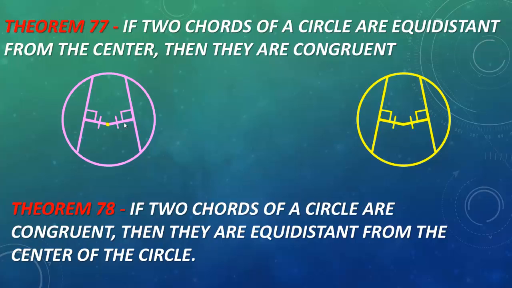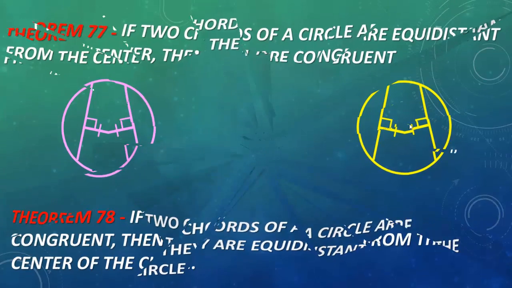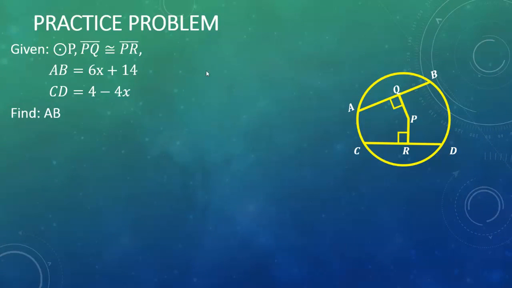Theorem 78 states that if 2 chords of a circle are congruent, so if we know that this chord here and this chord here are congruent, then we can say that they're the same distance from the center. So if you drew a line, which you might have to do using auxiliary lines, from the center to the chords, those lines will be congruent if the chords are congruent. Boom. All right, so some practice problems.